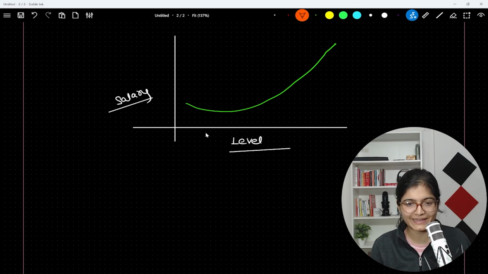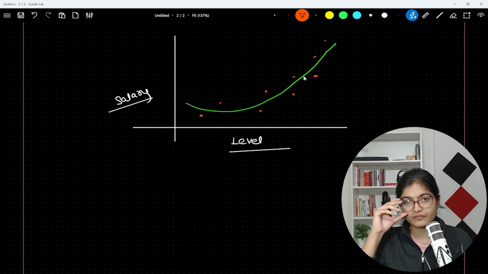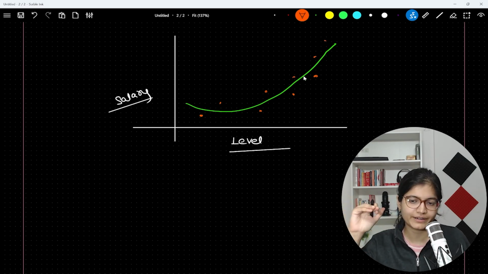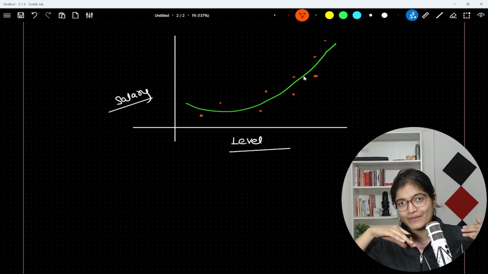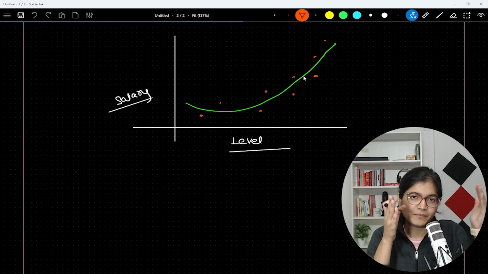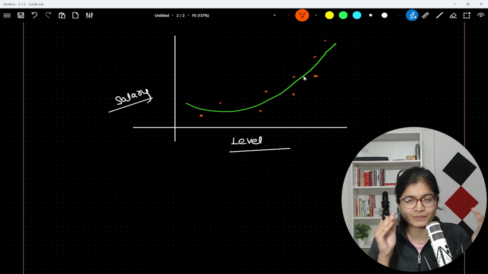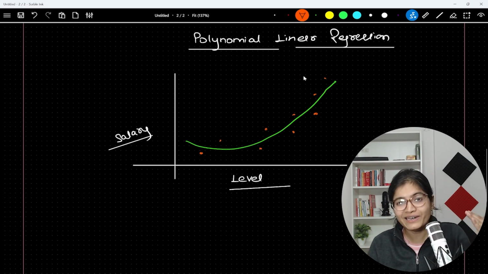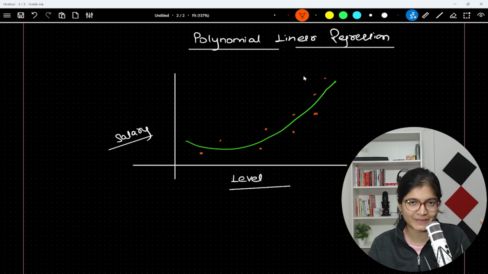The data belongs to points like this, maybe here, here, here, here. You can draw a straight line, but when you draw a straight line, you will have a maximum error in that scenario. Means level and salary might hold a polynomial relationship. So basically, this is a non-linear relationship that we have.